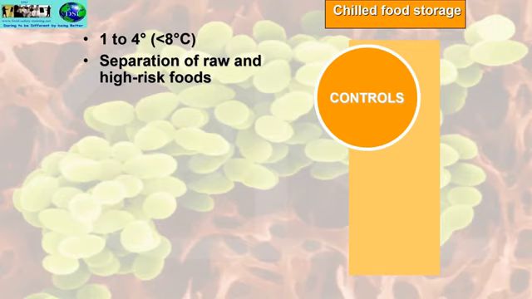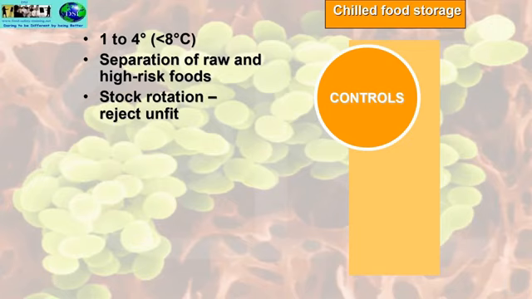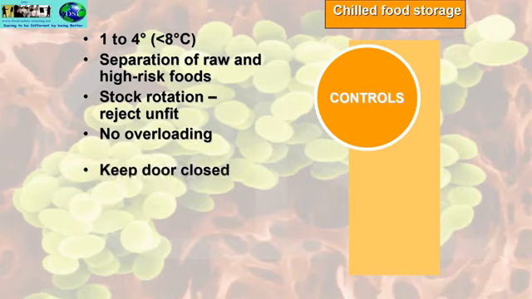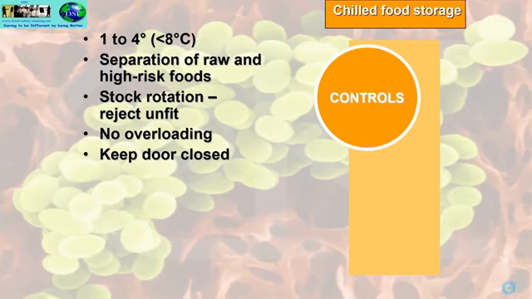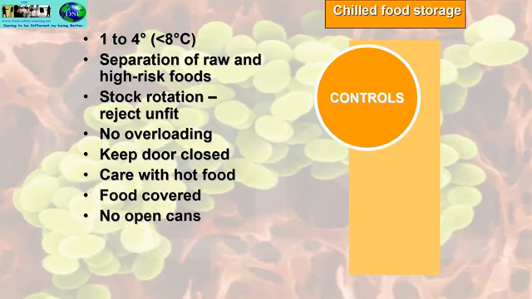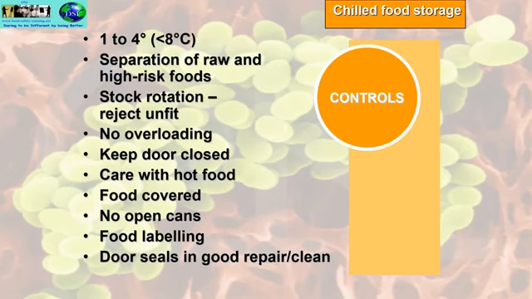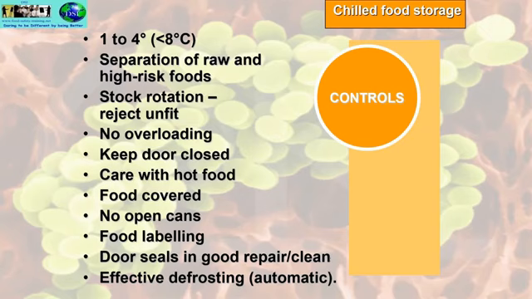Separation of raw and high-risk foods. Stock rotation, reject unfit food. No overloading. Keep door closed. Care with hot food. Food covered. No open cans. Any cans must be poured into food safe containers. Food labelling. Door seals in good repair and clean. And effective defrosting, preferably automatic.